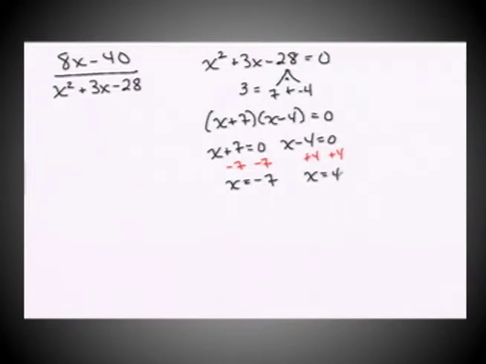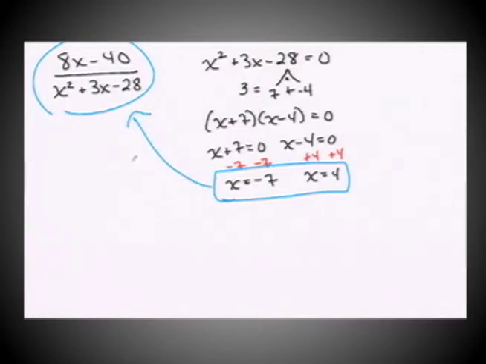Now, these are not solutions to the rational expression over here. As a matter of fact, there are no solutions to an expression. You solve equations and you simplify or evaluate expressions. All this is saying is that the values negative 7 and positive 4 cannot be plugged into that expression there. Because if you do this, you're going to create 0 in the denominator.